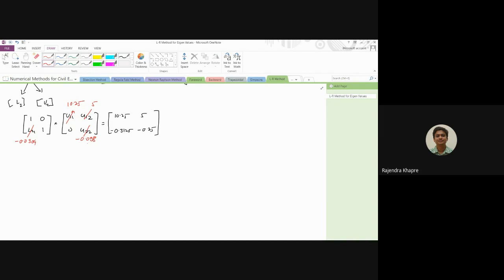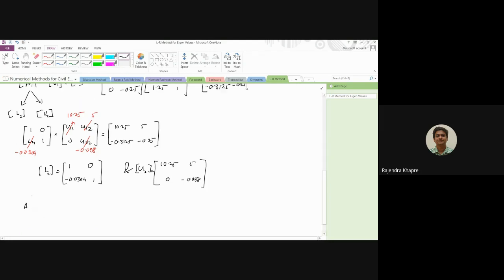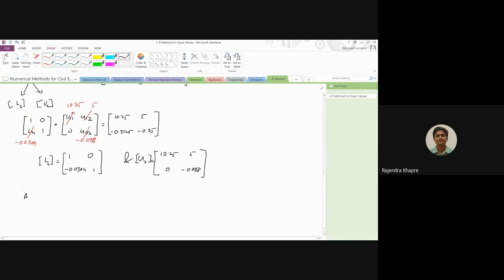So after the calculations, you are getting the L, I'm calling this as L2 matrix, as something like 1, 0, minus 0.0304 and 1. So this is your L2 matrix, and your U2 matrix is something like this. That is, this is 10.25, this is 5, this is 0, and this is negative 0.098. So now you have L2 and U2. So now you can generate another A matrix. Earlier we have generated A1 matrix. Now I am going to generate A2 matrix by multiplying the upper triangular matrix with the lower triangular matrix. Let me write down this.